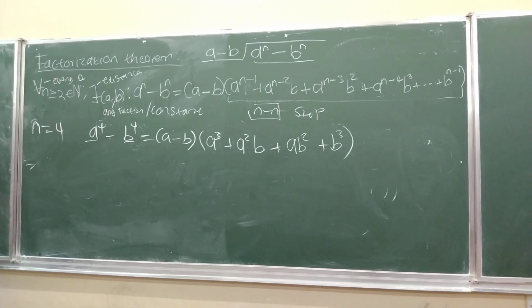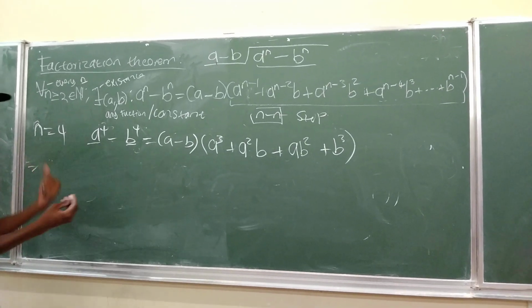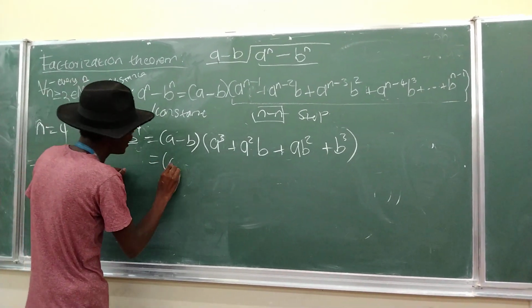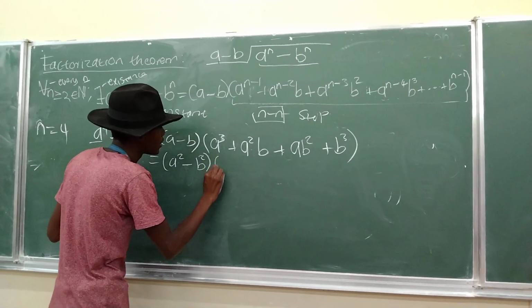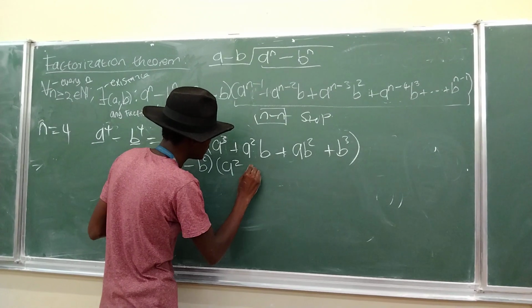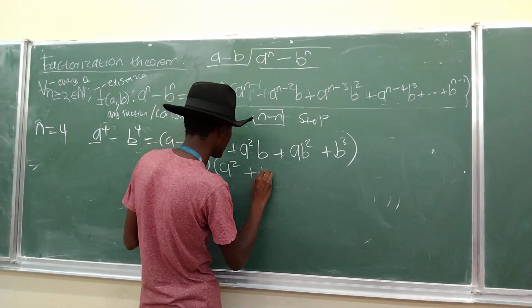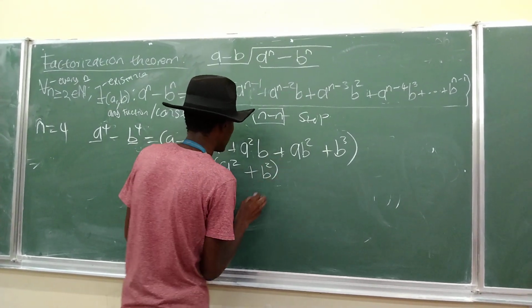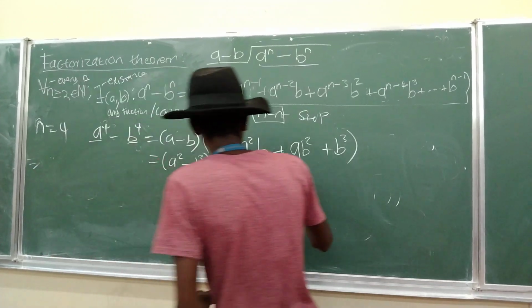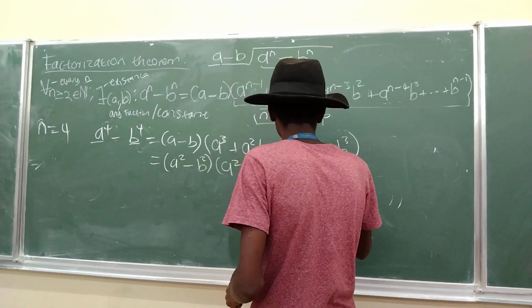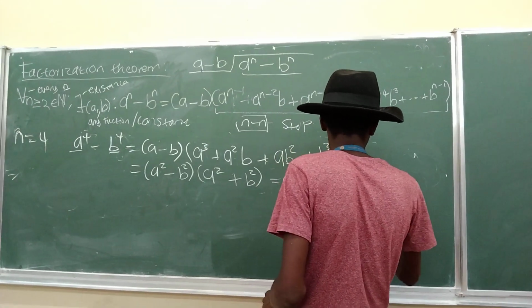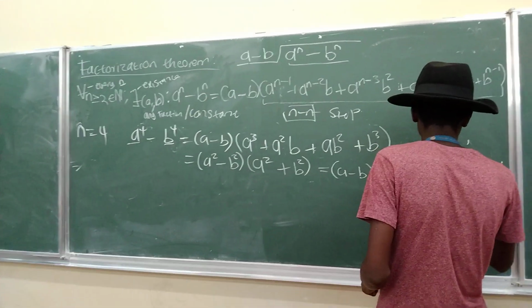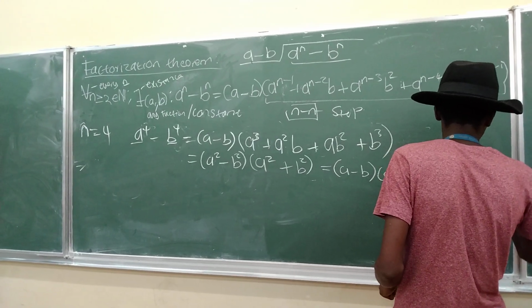So you realize that this a to the power 4 minus b to the power 4 is the difference of two squares, which can be written as a squared minus b squared times a squared plus b squared. So we can also write this as a minus b, a plus b, a squared plus b squared.